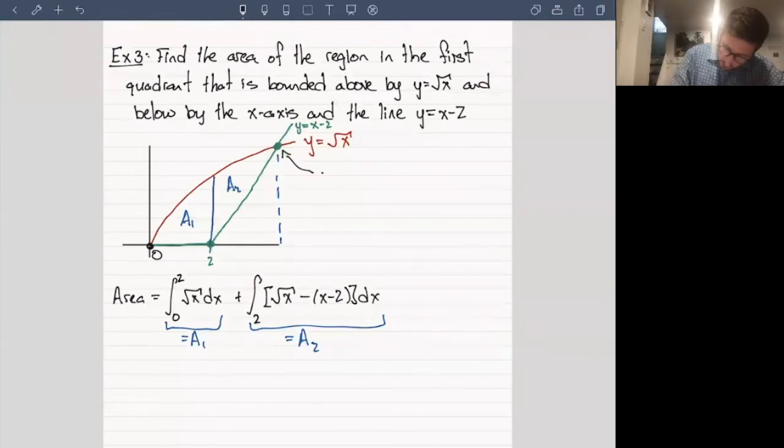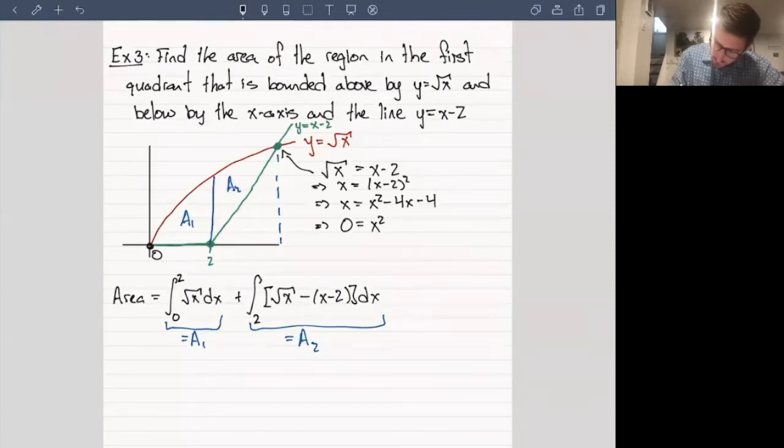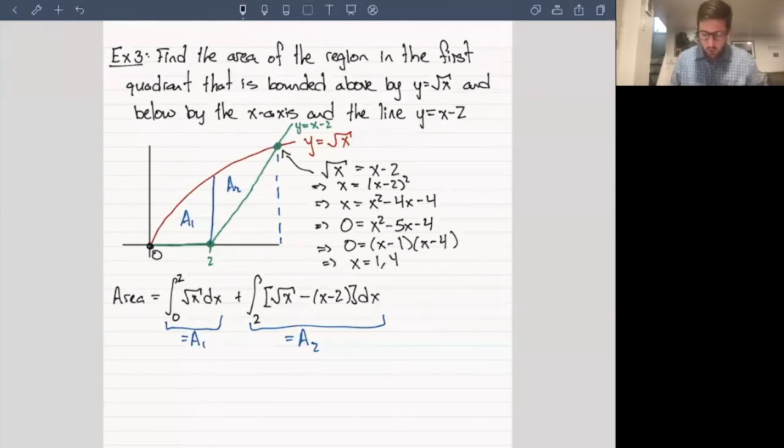this is when the curve square root of x is equal to x minus 2. Now, in order to solve this equation, we're going to square both sides. This gives me x is equal to x minus 2 squared, which gives me x is equal to x squared minus 4x plus 4, which I can rearrange into solving for the roots of a quadratic polynomial. I can factor this thing. And then this gives me the solutions at 1 and 4.